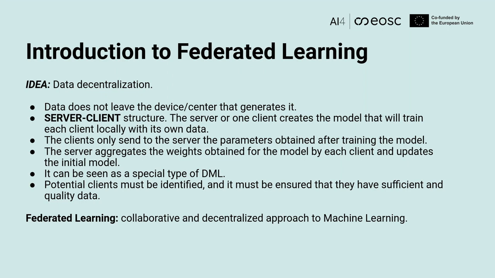For example, in the case of the hospitals, we can find different problems because, for example, let's think about medical images. That will be the data that we are going to use in the demonstration. Maybe different hospitals capture the images using different devices. So we need to ensure the quality of all the images and that they are quite similar in order to train a global model.